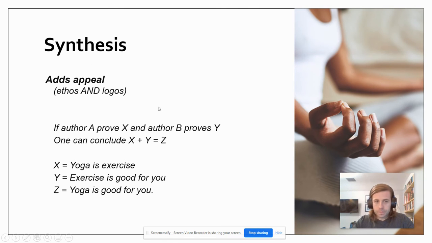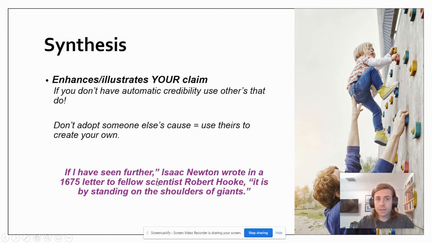Take this as an example. If I read an article that explained how yoga is good exercise, and then I read another article that says exercise is good for you, I could put those two together to conclude, okay, if exercise is good for you and yoga is exercise, then by this algebraic equation, yoga is good for you. Take these two separate ideas and combine them into something new. Obviously, this is a pretty simplistic answer, but that's what we're going for with synthesis. In order to enhance and illustrate our claims, we are, again, pulling in other people's credibility to add to our own, to make something new.